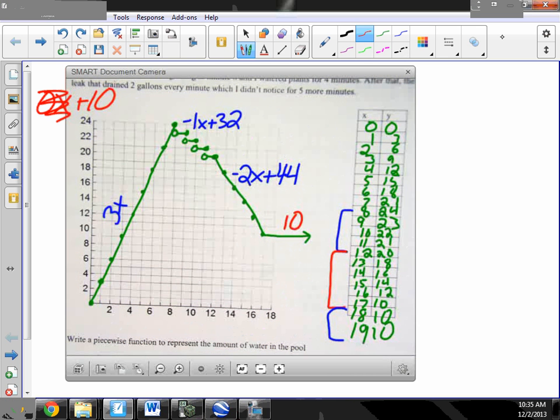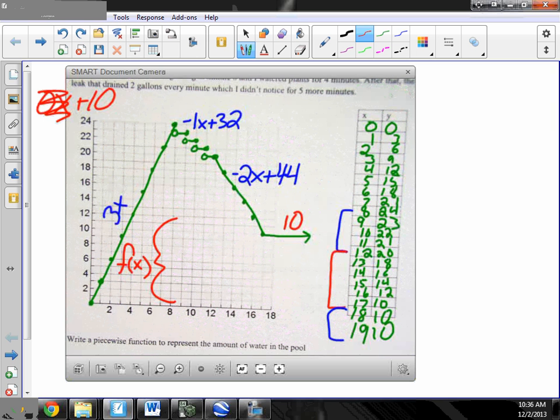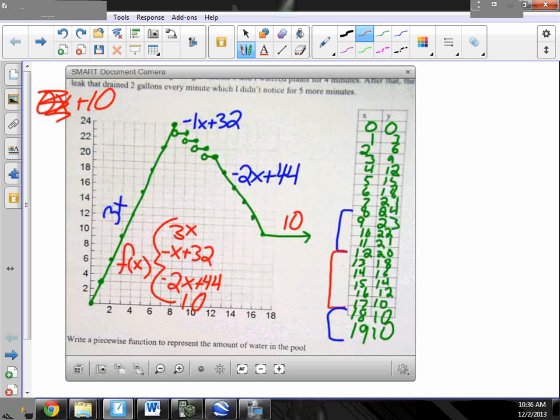So down below you have f of x, and you have this funny bracket. And we always list the equations in order according to their x's. So the first equation is 3x. The second equation is negative x plus 32. The third equation is negative 2x plus 44. And the fourth equation is 10. Does anybody not understand why I did it that way?